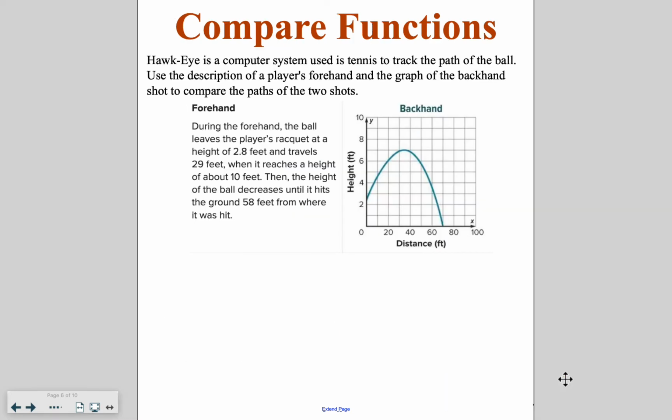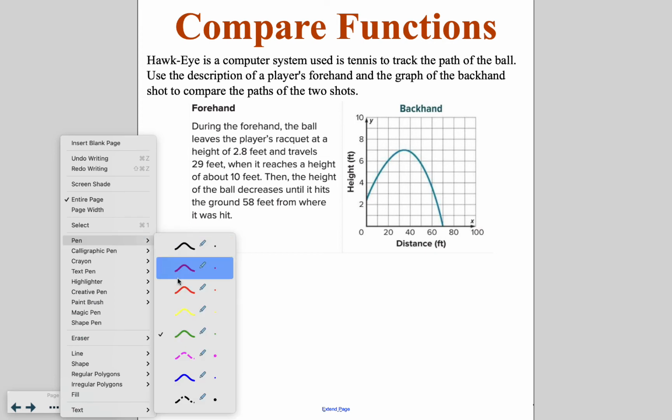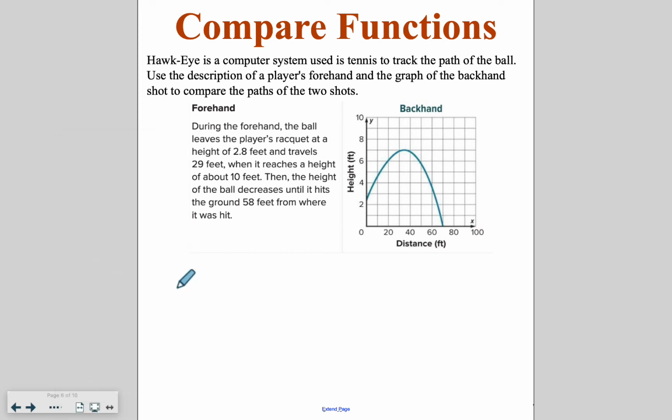The other piece that we're looking at today is being able to compare functions. So in this case, the Hawkeye is a computer system used in tennis to track the path of the ball. Use the description of the player's forehand, so the actual sentences here, and the graph of the backhand to compare the paths of the two shots. When you are going through and doing these comparisons, the first thing you should start with is the intercepts. So I'm going to start with my x-intercept.